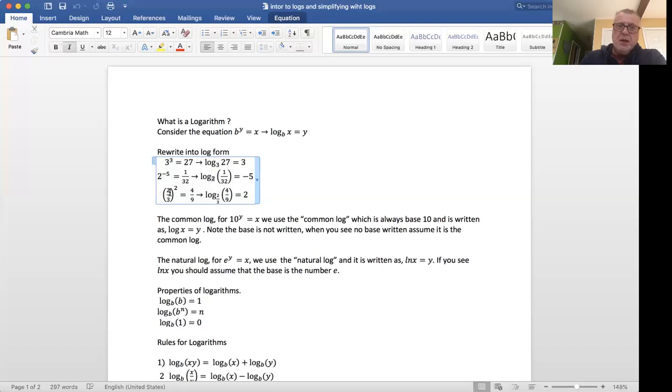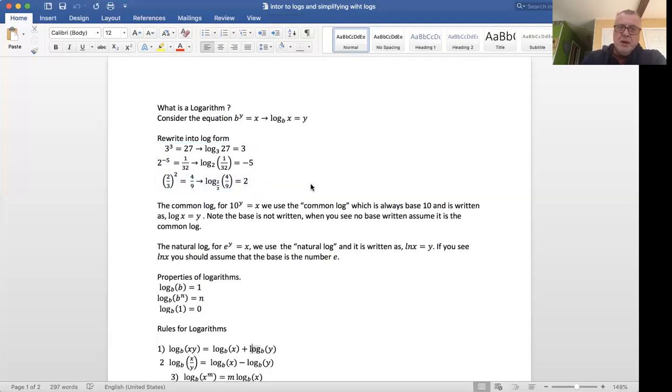So we see something like 2/3 to the second equals 4/9. We're not going to sweat it. We're going to write this as log base 2/3, because that's our base in this exponent equation, of 4/9, because that's the result in this exponent equation, equals 2, the actual exponent.